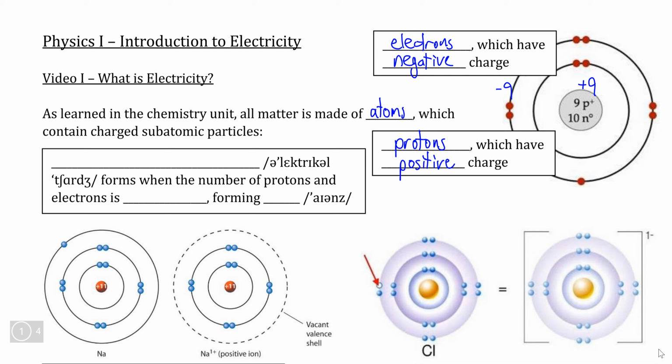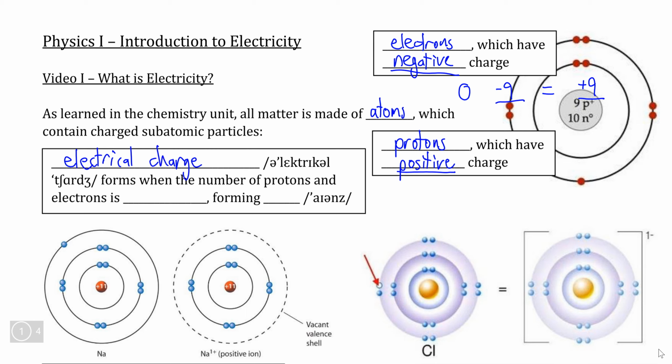Now, in this case, we know that this atom is neutral because the number of protons, meaning the positive charge of the atom, and the number of electrons, the total negative charge of the atom, are equal. And if we do some simple math, positive 9 minus 9, we see that this atom has a charge of 0. However, what we want to know is where electrical charge actually comes from.